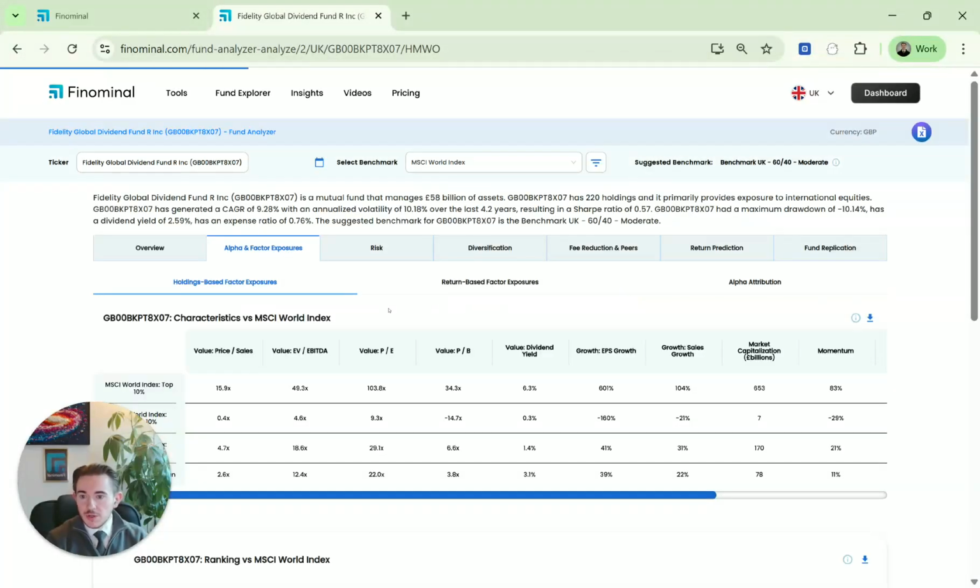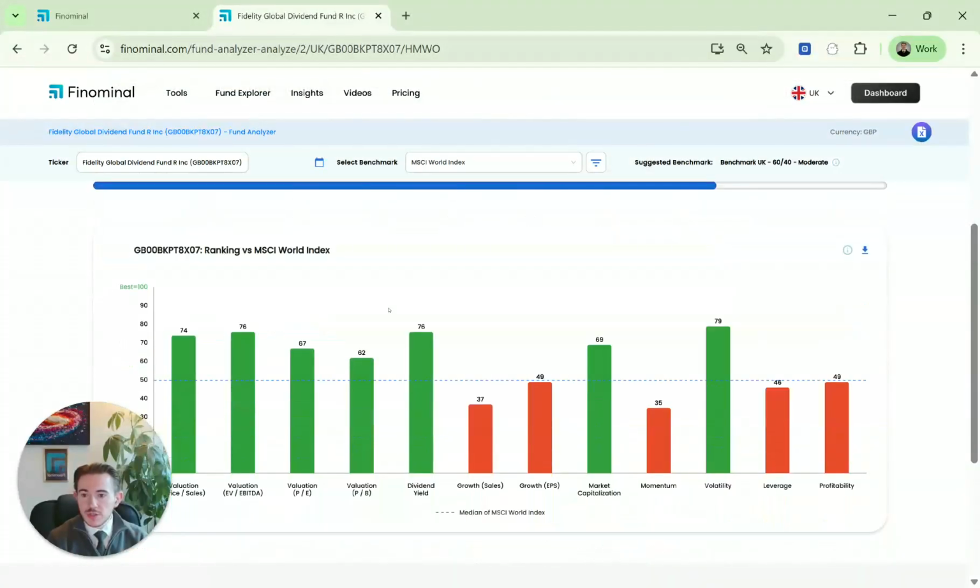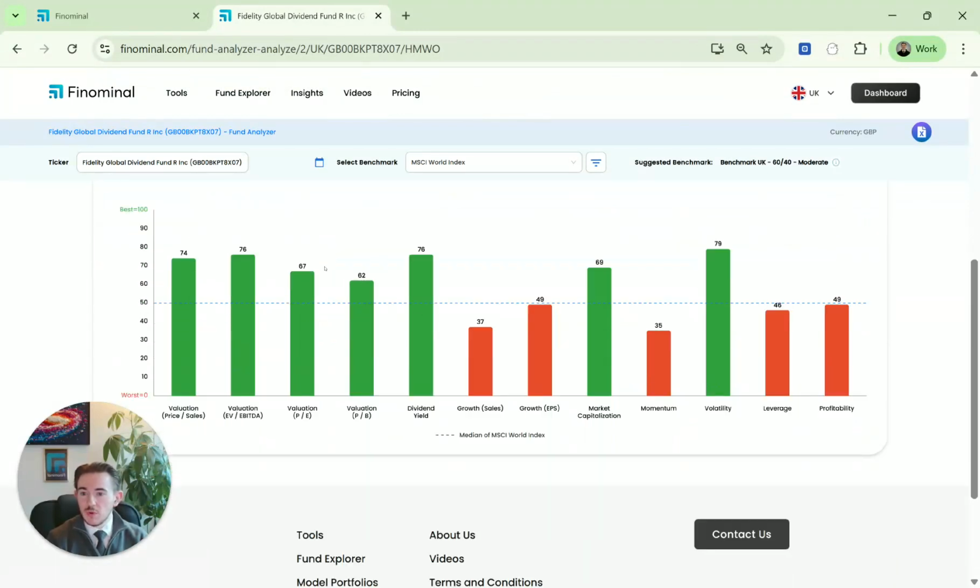Moving forward, we're looking at alpha and factor exposures. So this is quite interesting, how we see the ranking versus the MSCI World Index. Overall, the benchmark for the MSCI World will be at 50. So if there's a ranking above that, that's obviously good, we're seeing a green bar. If it's below that, then we're seeing a red bar.